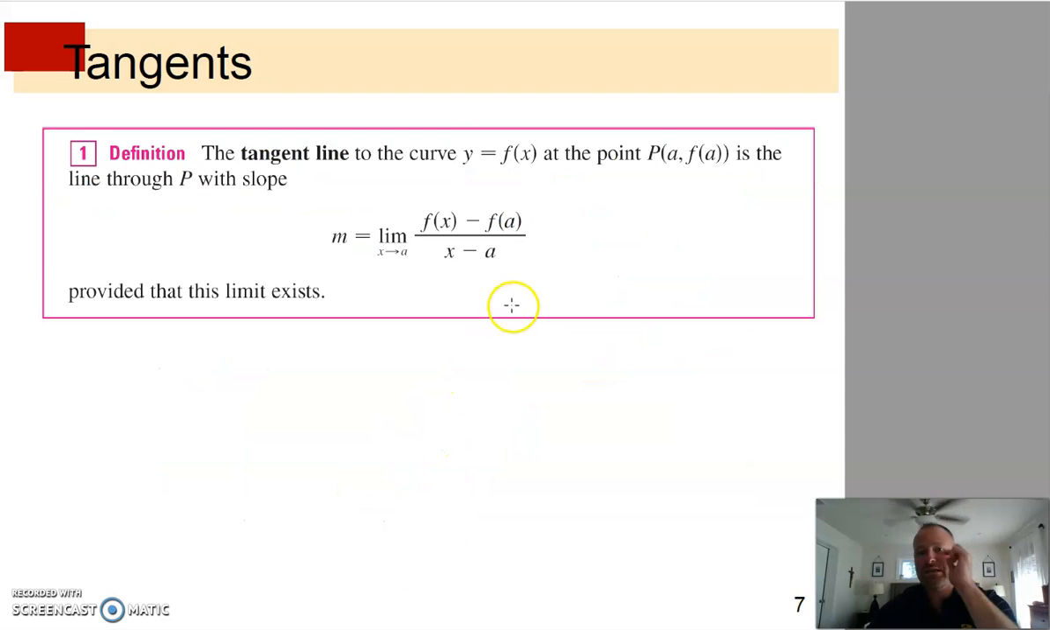And from that, we get this definition here. So the tangent line to the curve y equals f of x at the point P, a comma f of a, which is the point that x is moving towards. Then we use this: m, the slope of the tangent line, happens to be the limit as x approaches a of f of x minus f of a all over x minus a. So this is a formula that would be important right now. When you take a screenshot, put this in your notes.